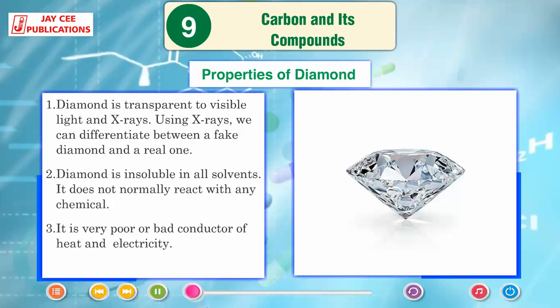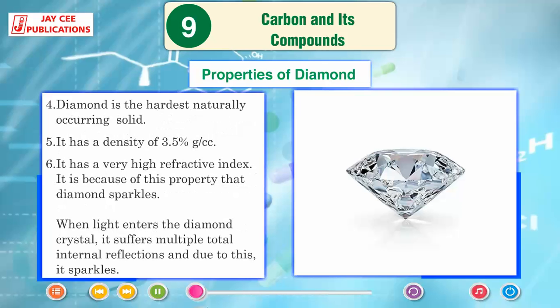Diamond is insoluble in all solvents. It does not normally react with any chemical. It is a very poor conductor of heat and electricity. Diamond is the hardest naturally occurring solid. It has a density of 3.5 g per cc. It has a very high refractive index. It is because of this property that diamond sparkles.